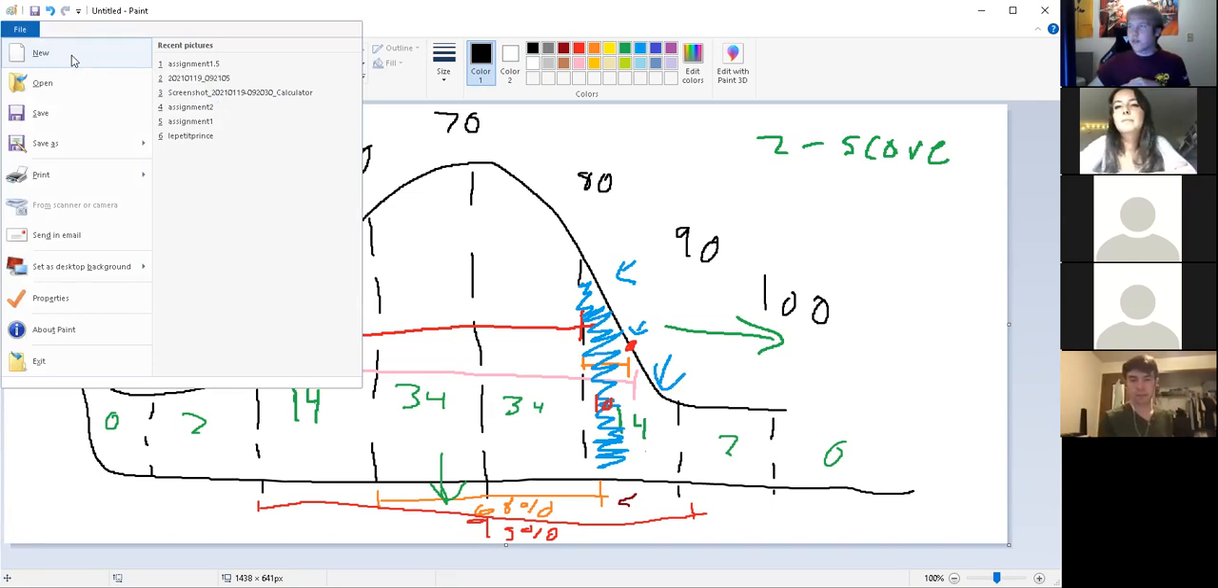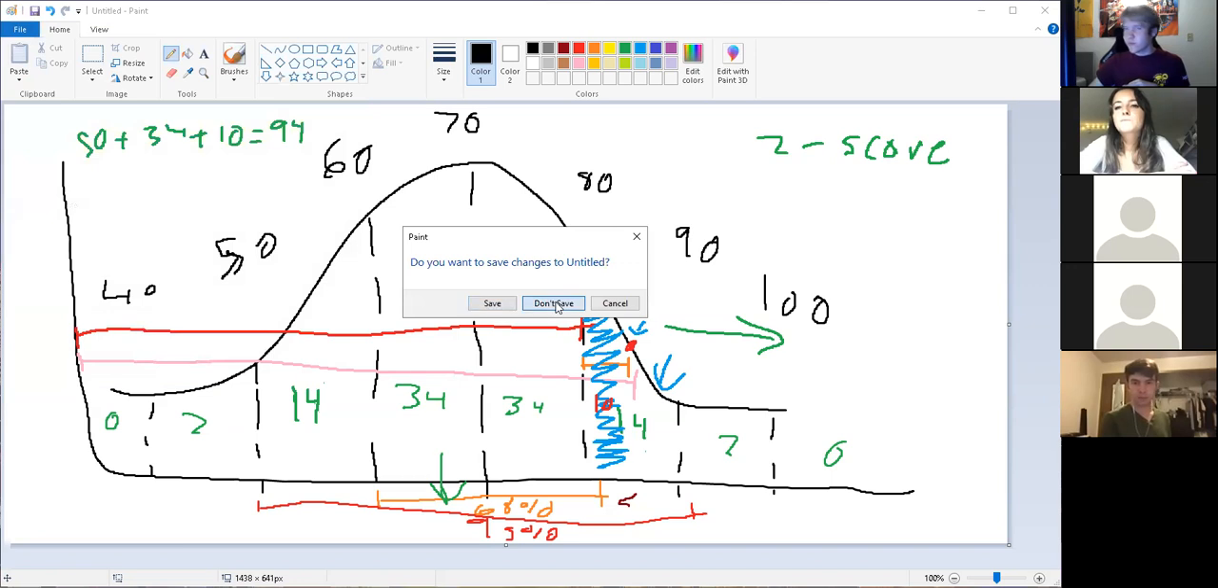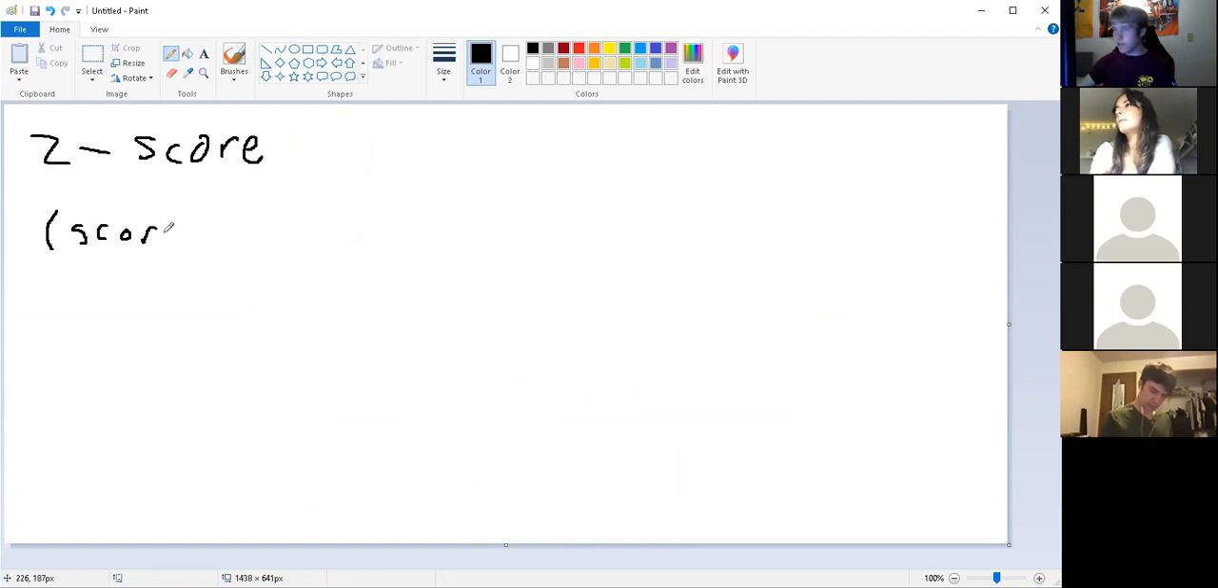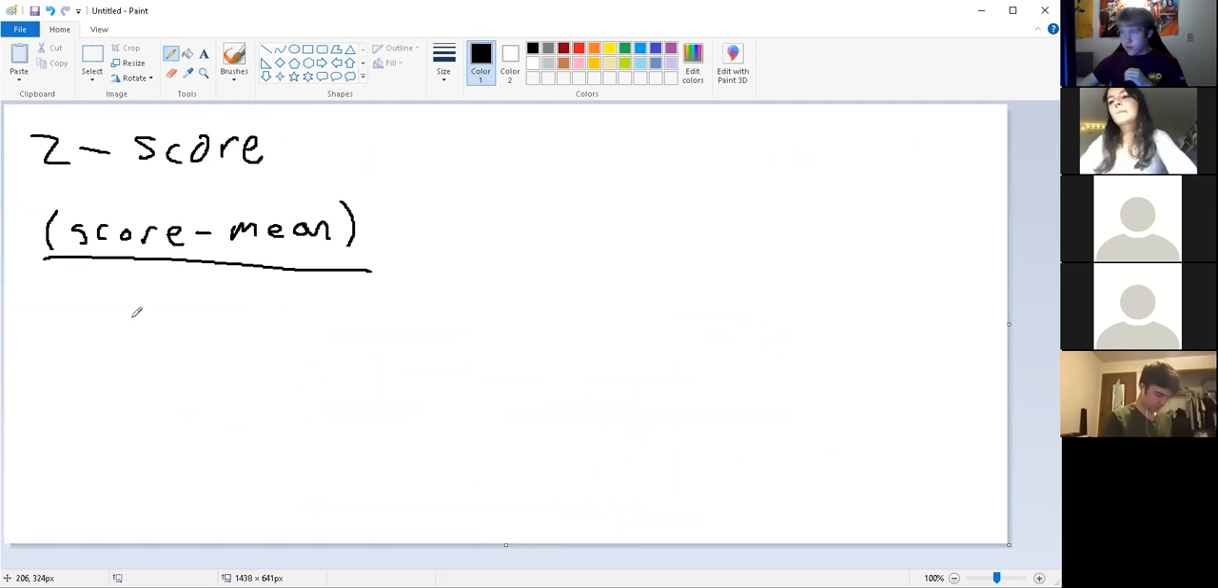So that's for 3. So z-score, I think that's the next thing to talk about here. The conversion to a z-score is whatever score you're trying to convert minus the mean over the standard deviation.